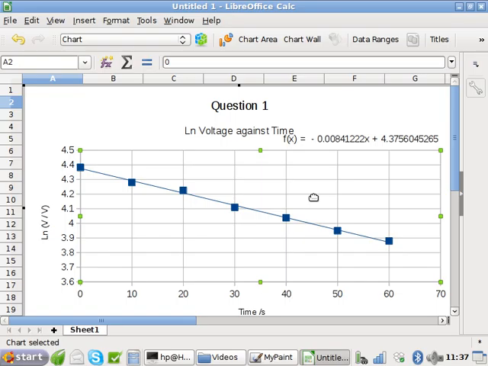Minus 0.0084. I used 3.85, yeah, sorry. 3.85 is a little bit too small, it should be more like 3.88 maybe. Anyway, it's minus 0.0084.